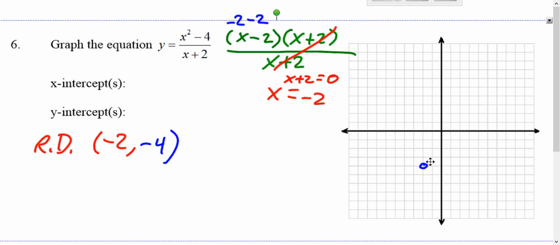Now the graph should go through that point. It just does not include the point because it's a hole. It doesn't include it.